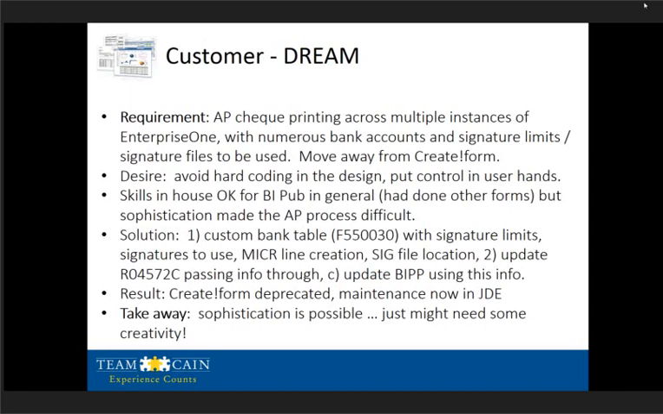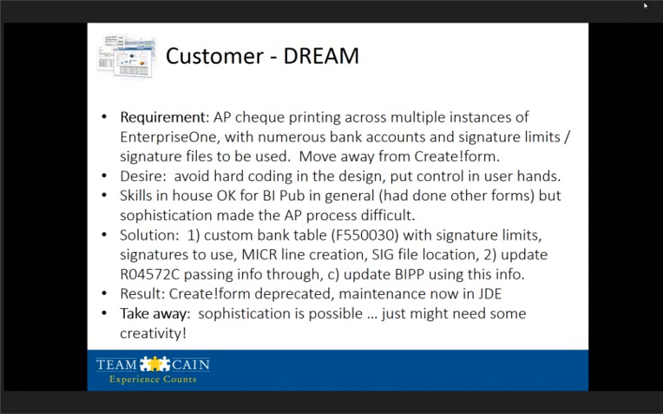What we did then with them is we created, if you're familiar with the bank file, the F0030, an F55 version of that. In that table, we built in the signature limits, the signatures that should be used, and gave them the ability to actually create the full microline and specify where the signature file locations would be. So they're able to go in with this and, for their accounts payable bank accounts, specify for bank account 1: up to 10,000, 2 automatic signatures; up to 25,000, 1 automatic signature; above 25,000, no automatic signatures. They can also specify the signature file to use, and behind the scenes we also have a maintenance spot where they specify where on the shared locations those are.